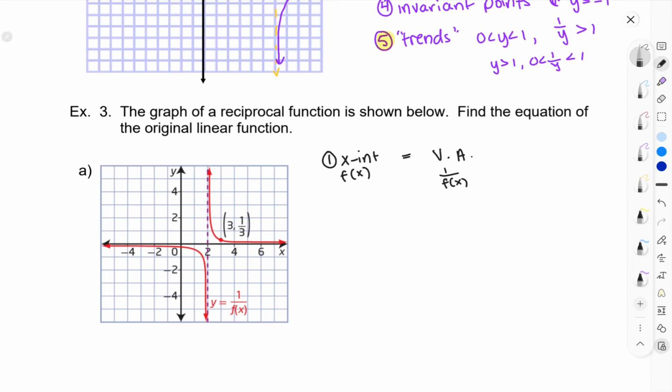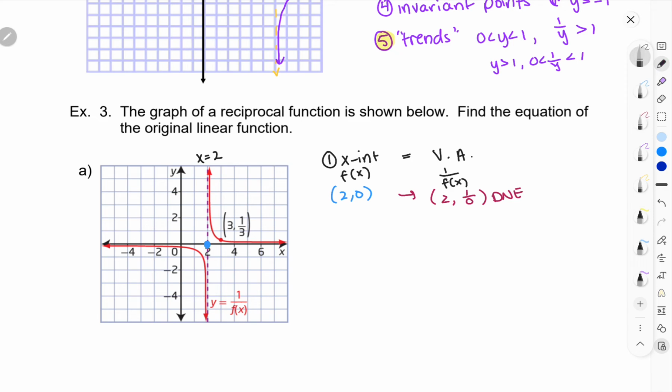Notice that my reciprocal function doesn't have an x-intercept, but it has a vertical asymptote at x equals 2. So what that tells me is that my reciprocal graph is going to have a point at 2, 0. Right? Because on the reciprocal graph, on the red graph we have there, that point is 1 over 0, and so it does not exist. That's why the vertical asymptote is there at 2.